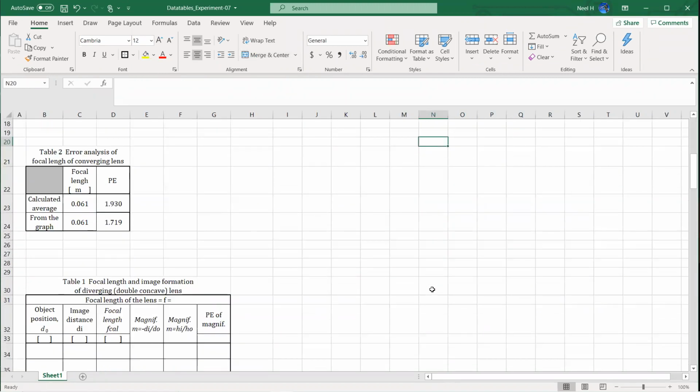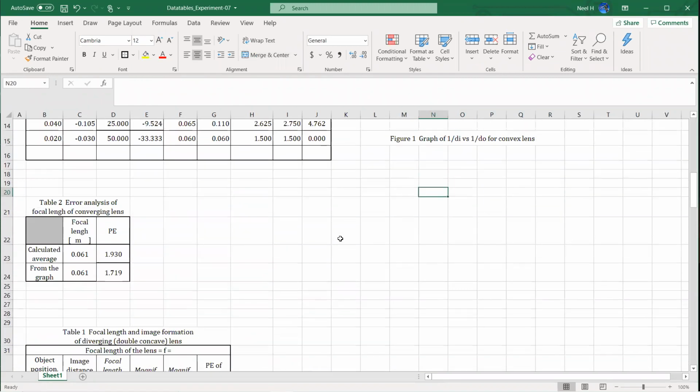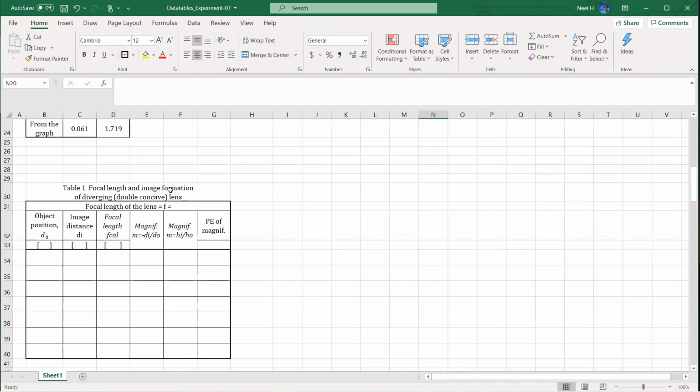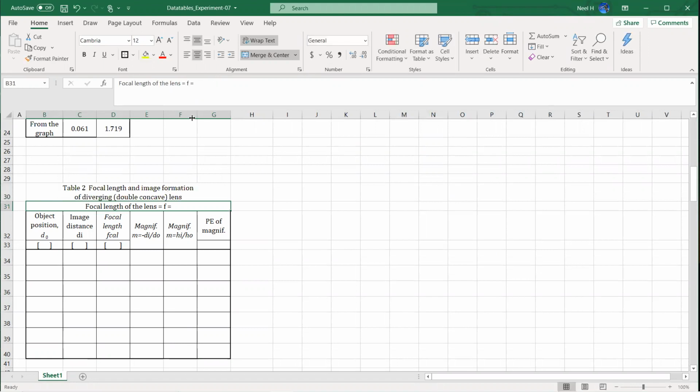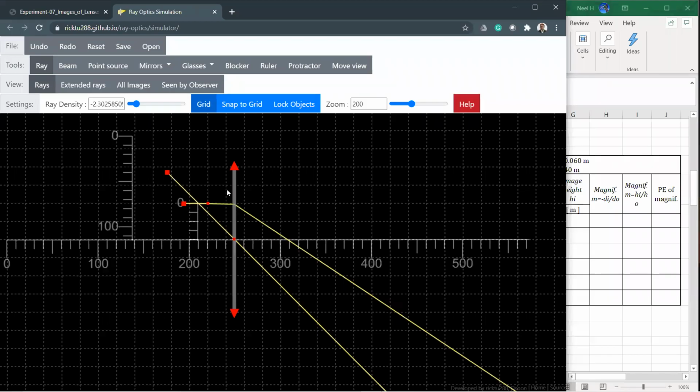Right now, in the next part, we're going to investigate the same thing, the same ray diagrams, but for the concave type lens on table 2. That's the plan. Okay, now in this case, we want to change the lens into a concave type, which means diverging type.